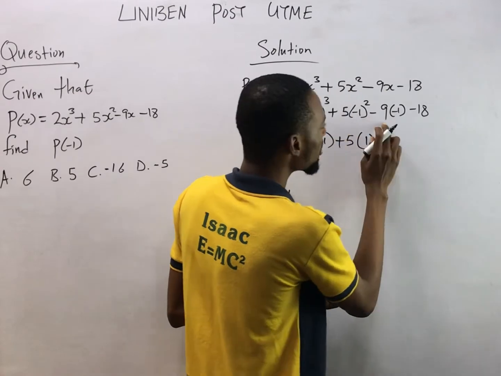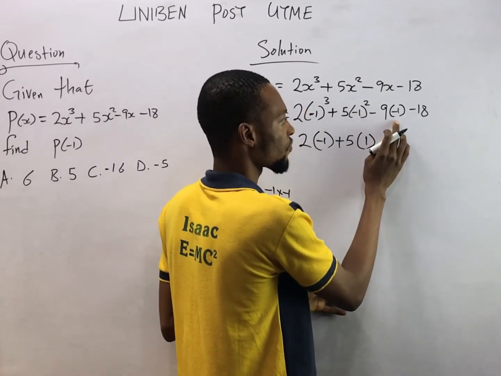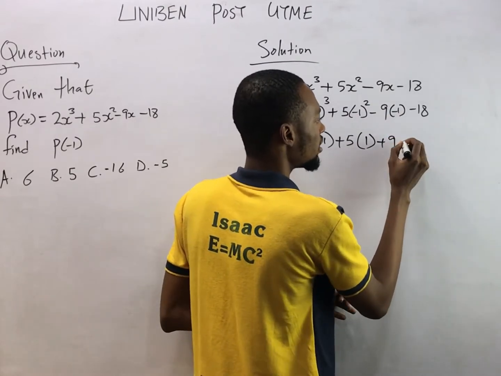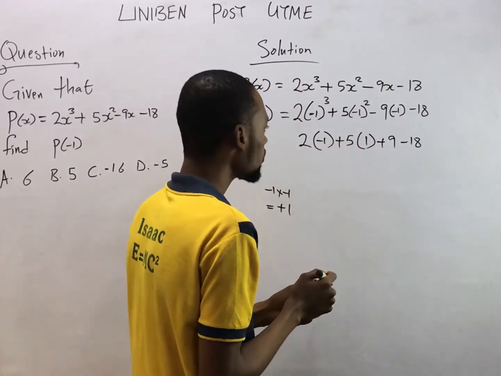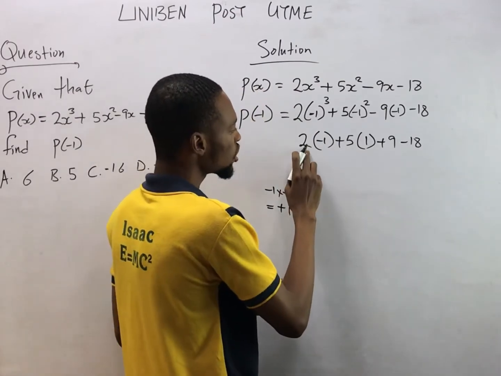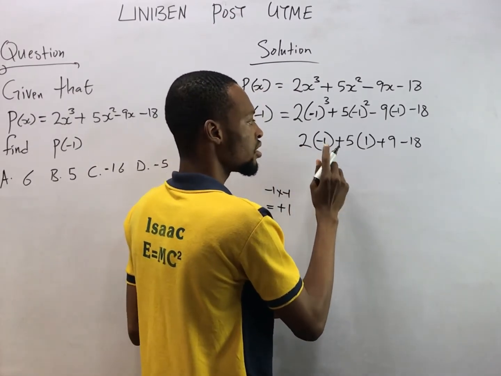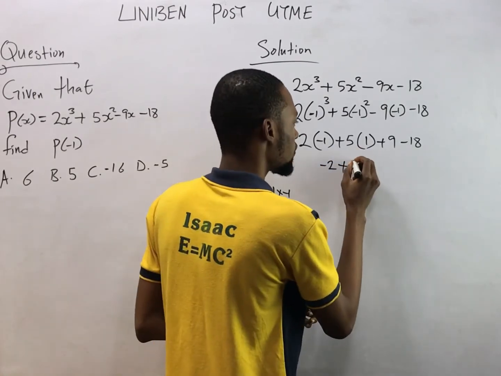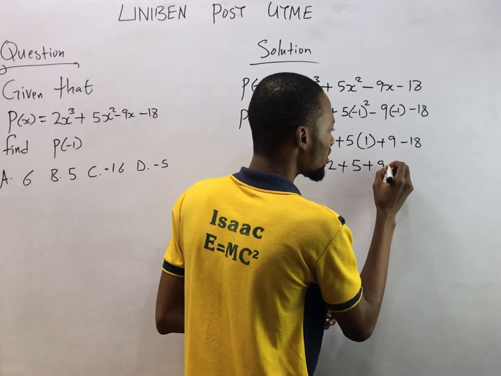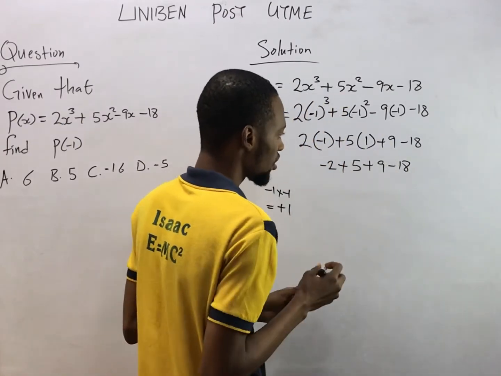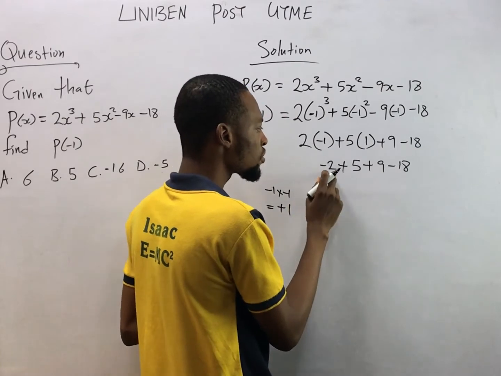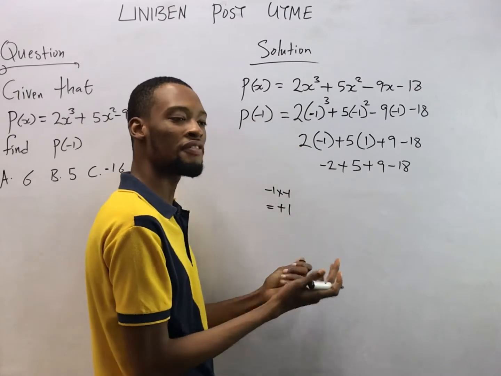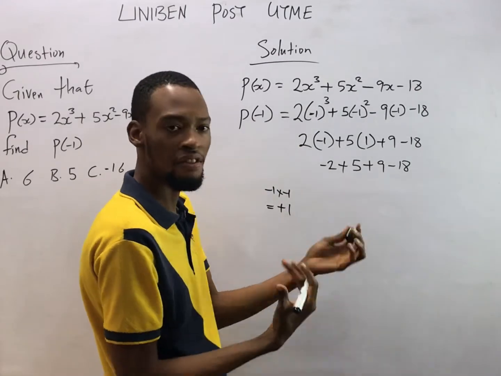Then minus 9 times minus 1. Minus times minus is plus. 9 times 1 is 9. Then minus 18. We proceed. 2 times minus 1 will give you minus 2. Plus 5 times 1 is 5. Plus 9 minus 18. Now, minus 2 plus 5. You can take it this way. You are owing somebody 2 and you have 5. So paying the person, you still have 3.